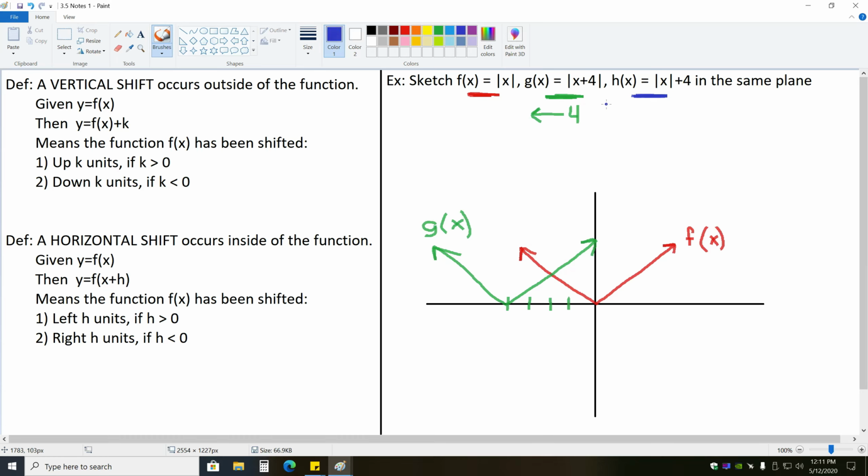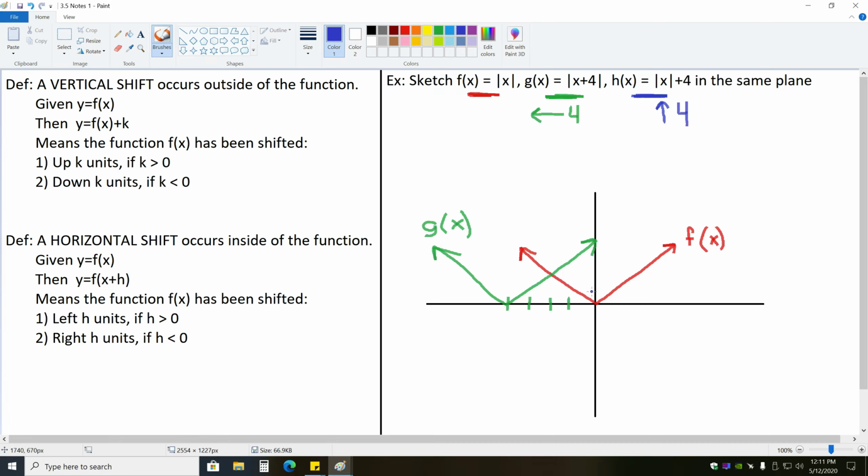Now let's do the same thing with h of x. Take a moment, see if you can graph what that would look like. Okay, so trying it together, we have the absolute value of x plus 4. Because the 4 is being added on the outside of the absolute value, that means it's going to be shifted vertically. And because it's being added, that means it's going to go up. If it were subtracted, it would go down. So it goes up 4 units.